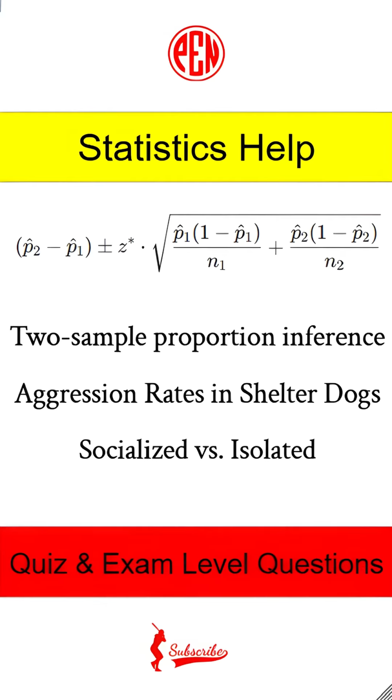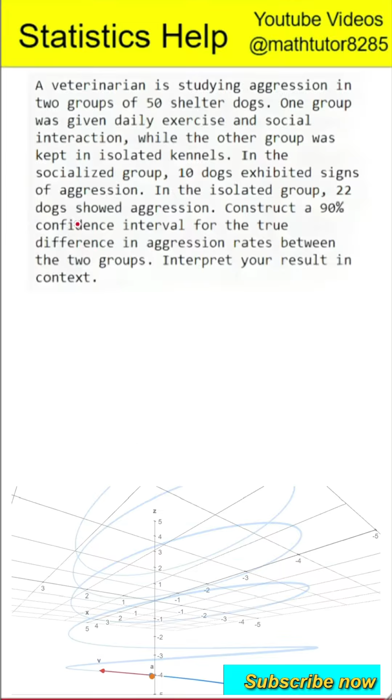This question is to solve a statistical problem involving a veterinarian study of aggression in two groups of shelter dogs.